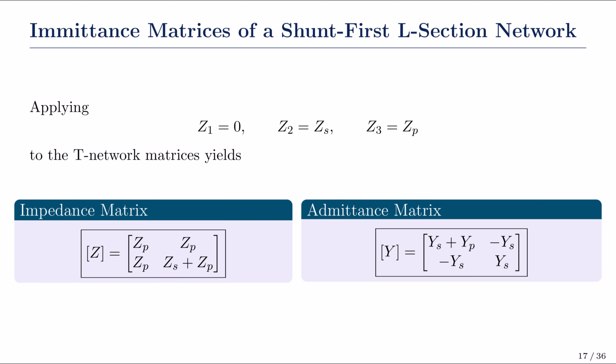Replacing the T network parameters with Z1 equals 0, Z2 equals ZS, and Z3 equals ZP produces the impedance and admittance matrices of the shunt-first L section. Comparing these matrices with those of the series-first configuration highlights how exchanging the position of the series branch modifies the diagonal terms while preserving the overall analytical structure. The next topic extends the same methodology to other fundamental two-port topologies.